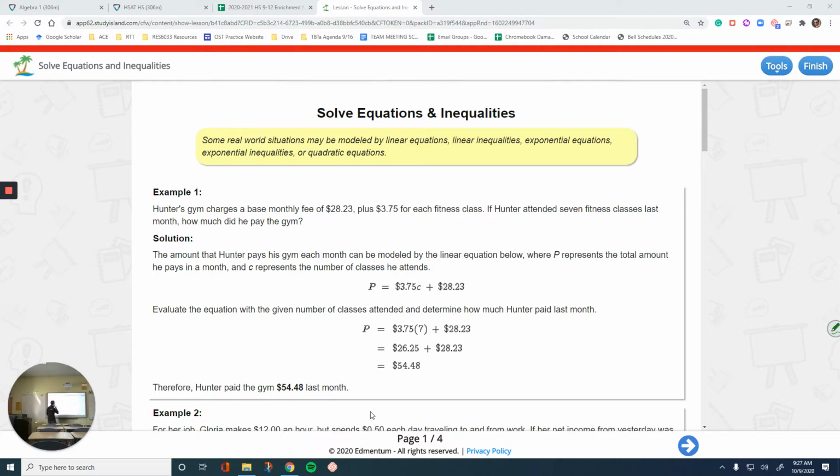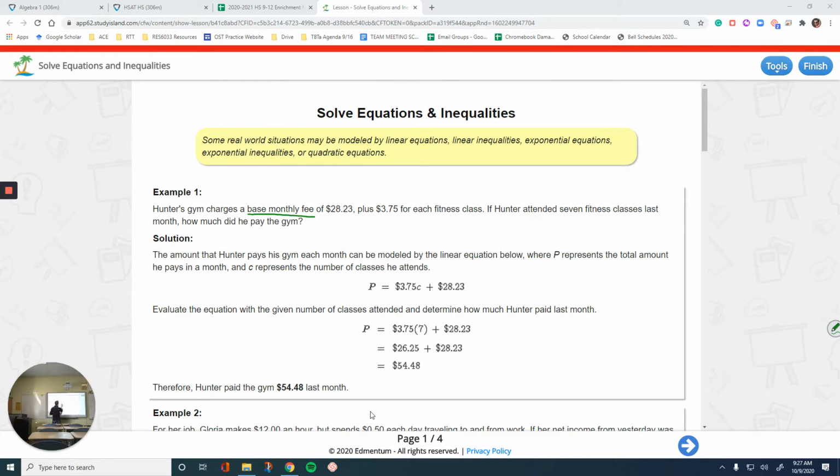Hunter Gym charges a base monthly fee of $28.23. So when you hear there are some keywords that you need to focus on, such as base fee, initial fee, one-time fee. Those kind of things tell you that you're just gonna put it and then add some other numbers and variables on top of that one. Okay, that's your first sign.